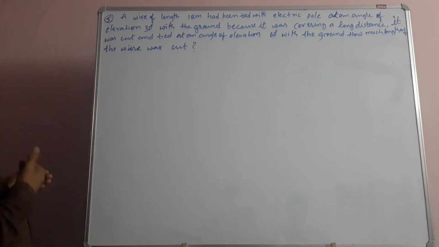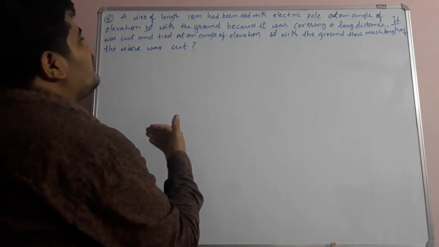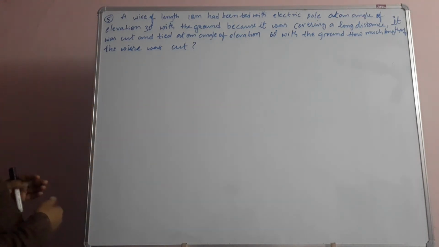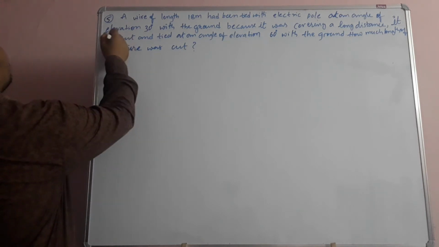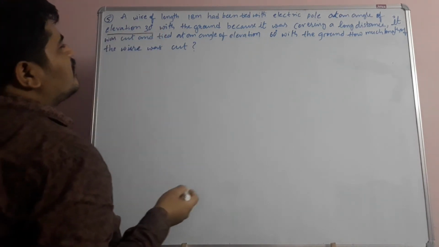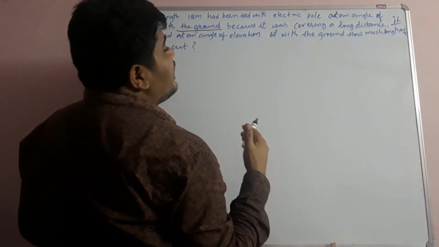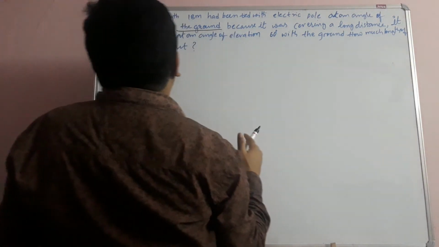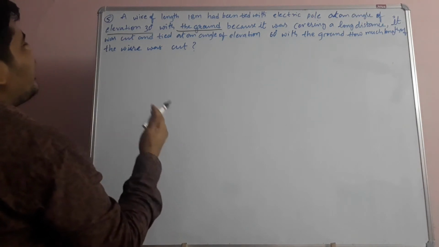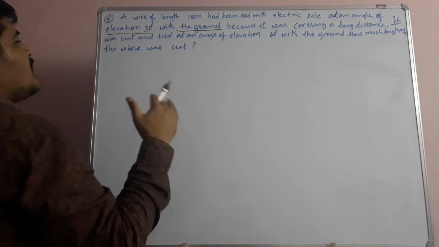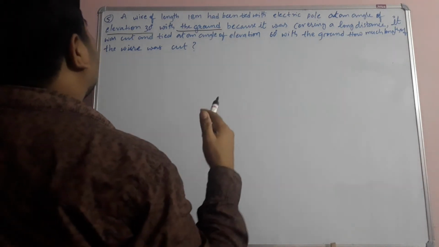A wire of length 18 meters had been tied to an electric pole at an angle of elevation 30 degrees with the ground. Because it was covering a long distance, it was cut and tied at an angle of elevation 60 degrees with the ground. How much length of the wire was cut?